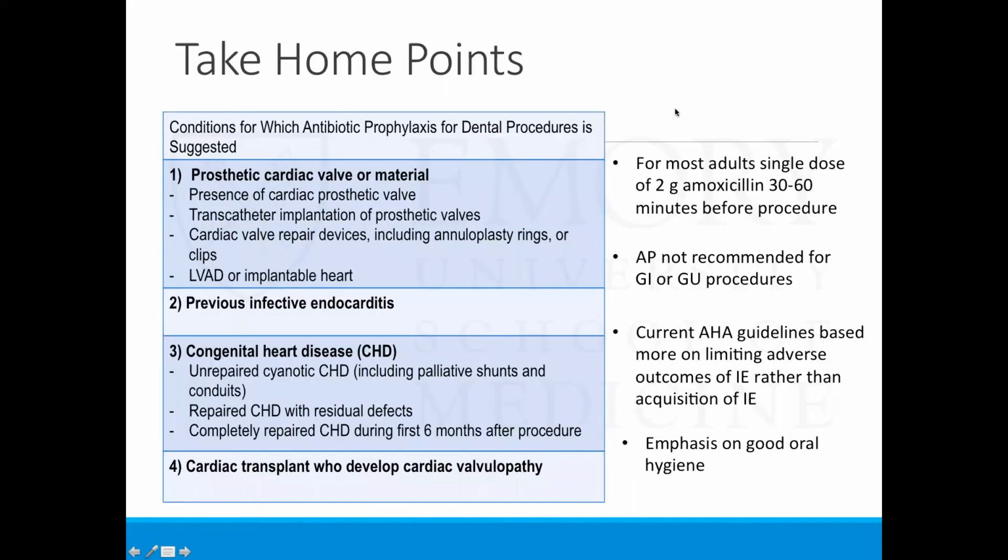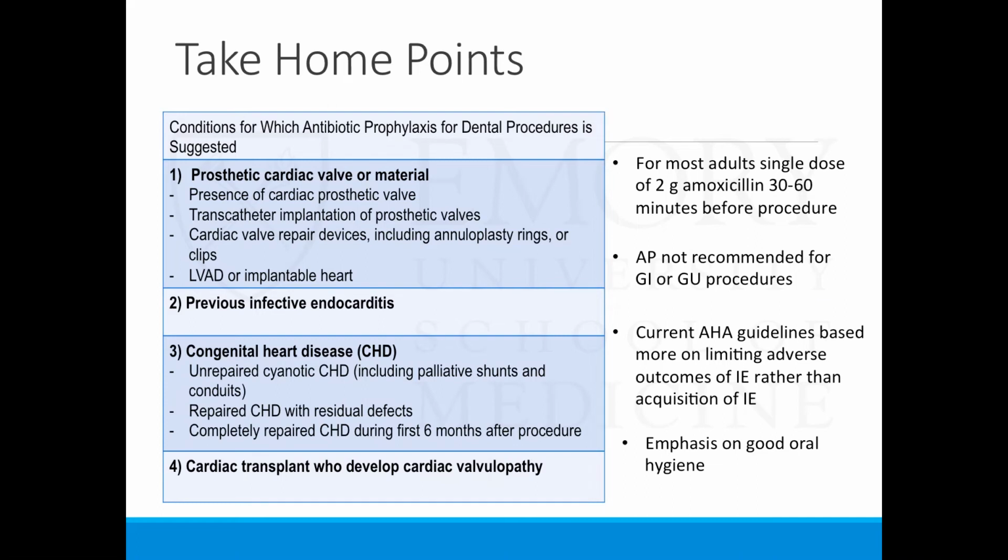So to wrap things up, I think the big take-home point is that we really know what the current guidelines are, which I have here again in this table. I've been trying to emphasize that there are 4 high-risk groups of patients at high risk for adverse outcomes, which is the key that I mentioned previously. Briefly, that's prosthetic cardiac valve or material, previous infective endocarditis, congenital heart disease with those specific caveats, and cardiac transplant recipients who have had issues with their valves. And again, for most adults, it's a single dose of 2 grams of amoxicillin 30 to 60 minutes before the procedure.